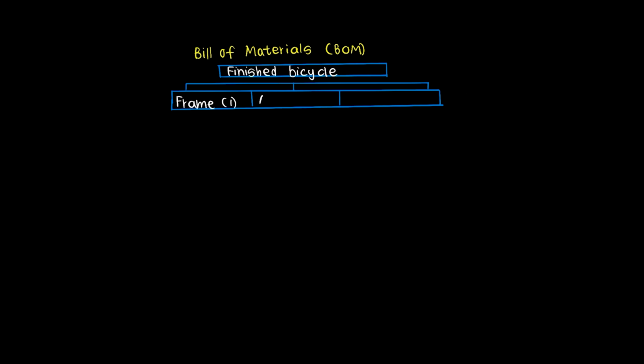Think of it like a recipe for a cake. 2 cups of flour, 3 eggs, 1 cup of sugar. The BOM does the same thing for manufacturing. 1 frame, 2 wheels, 4 brake pads, 26 spokes per wheel. Without the BOM, MRP has no idea what to order.